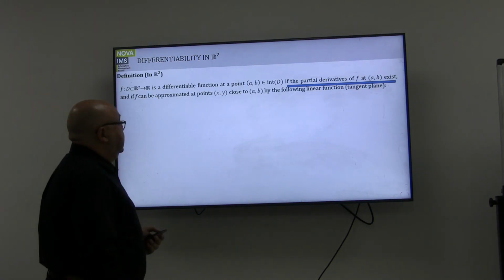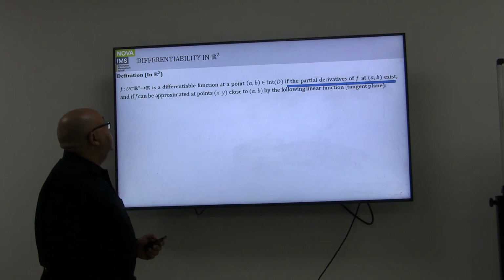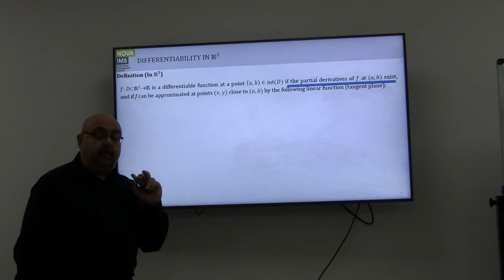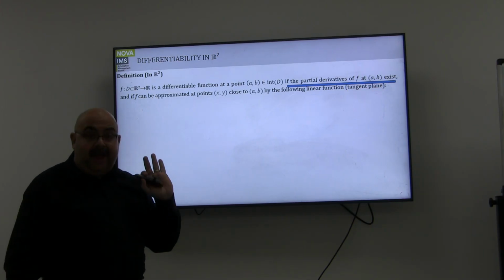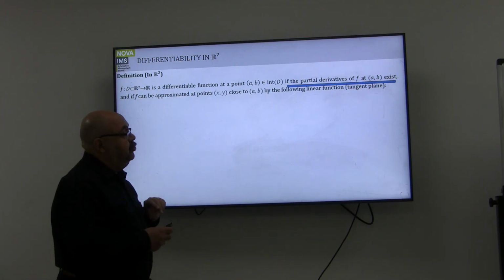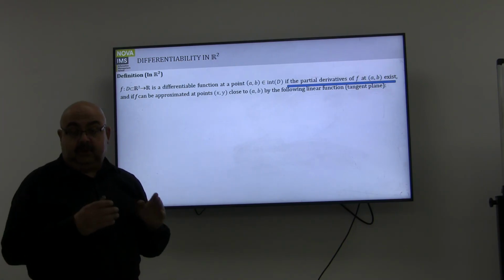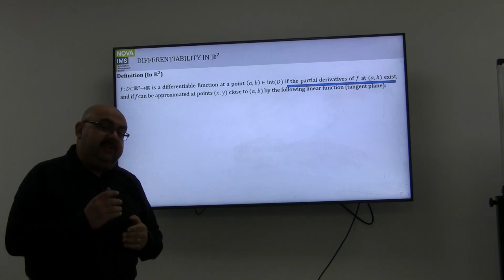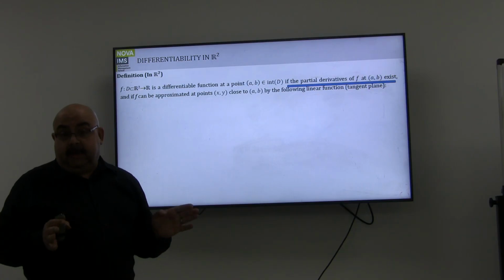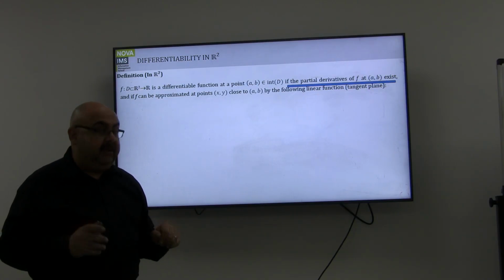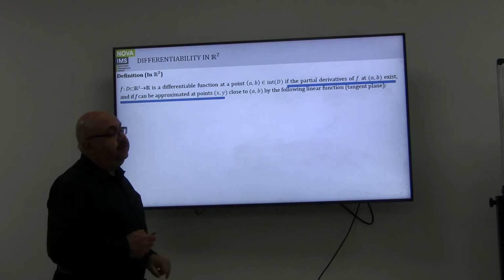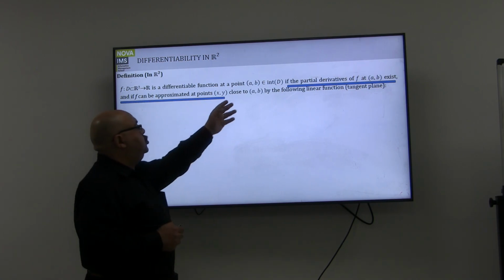That's the definition. As I told you, if I'm discussing the differentiability of functions in R2, there are two main points I will have to discuss. The first of them is the existence of partial derivatives. If the function whose differentiability at a certain point we are studying doesn't have partial derivatives, or its partial derivatives don't exist, then it's not differentiable. This is number one. Number two, f can be approximated at a point (x, y) which is close to (a, b).